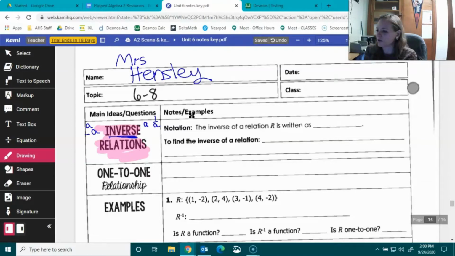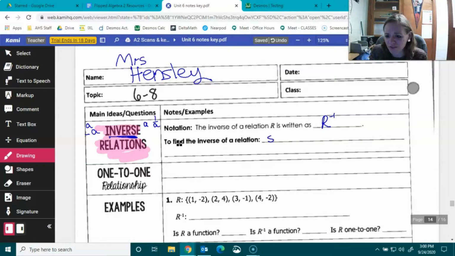Okay, so our notation is going to look like this. The inverse of a relation is like a function. Look down here. We did these before a couple of units ago, but it'll be indicated if we want the inverse. It'll have an exponent of negative 1. To find the inverse of the relation, it's going to be a really simple process.